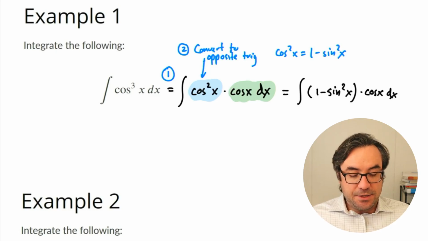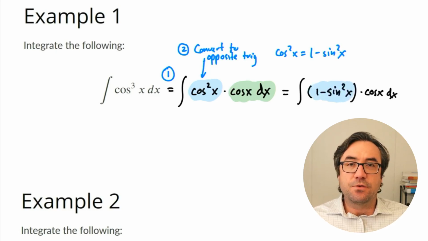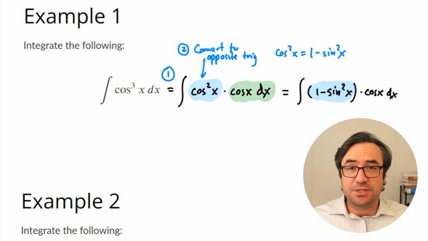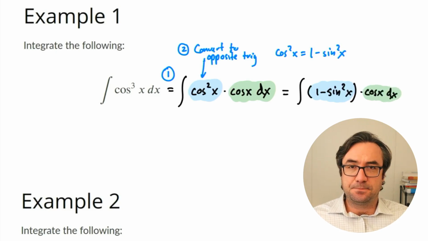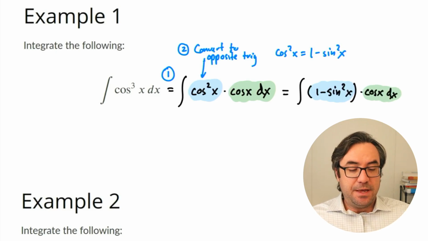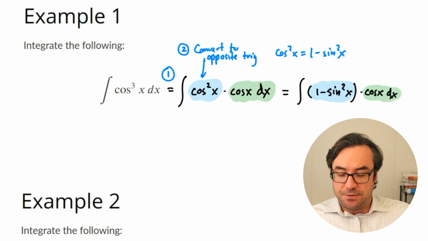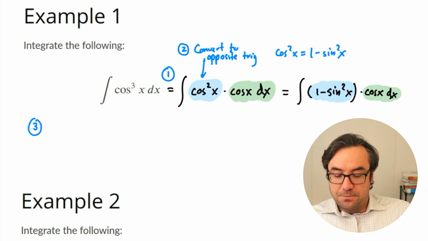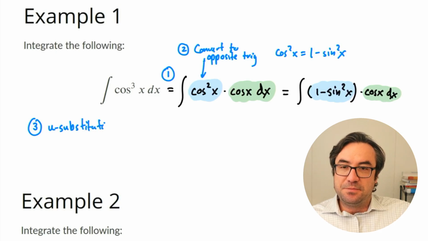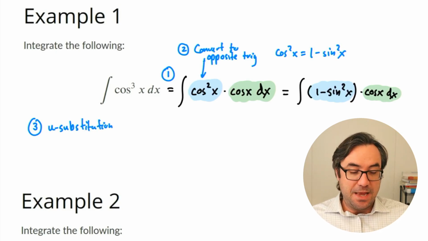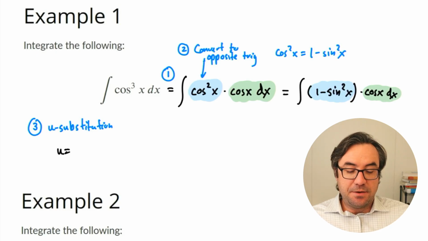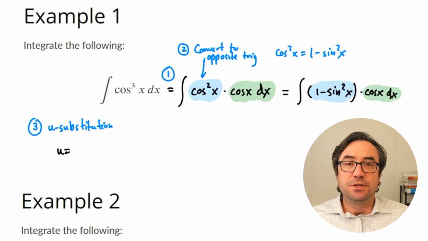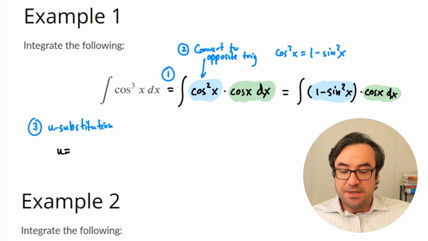So all we did is we took that cosine squared and converted it into an expression with just sine terms. And again, we're still saving this cosine x dx. So now the next step is we're going to start a u substitution. So our substitution rule is going to be handy here. And our choice for u is going to be the opposite trig function. So our choice for u is going to be sine in this case.